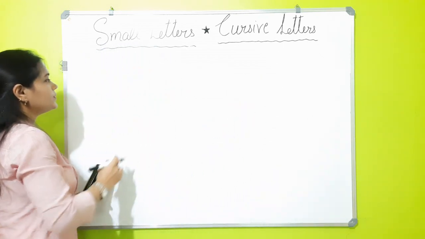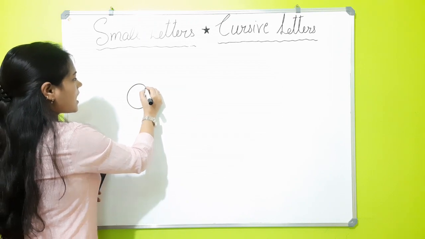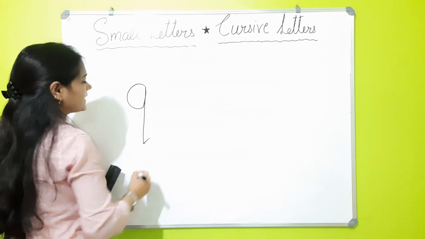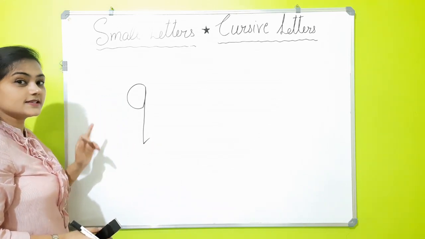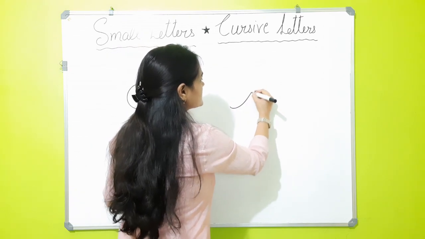Let's write letter Q. Letter Q, we will write like this: semicircle, up, down, and like this. This is your simple letter Q. Now when we write it in cursive way, this is the tail.